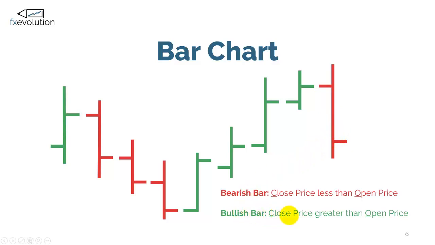A bullish bar means the closed price is greater than the open price. So if we take any example here of a green one, we can see here on the left hand side, the open and then the close is higher than the open. Therefore, it means that price is going up and it's a bullish bar.